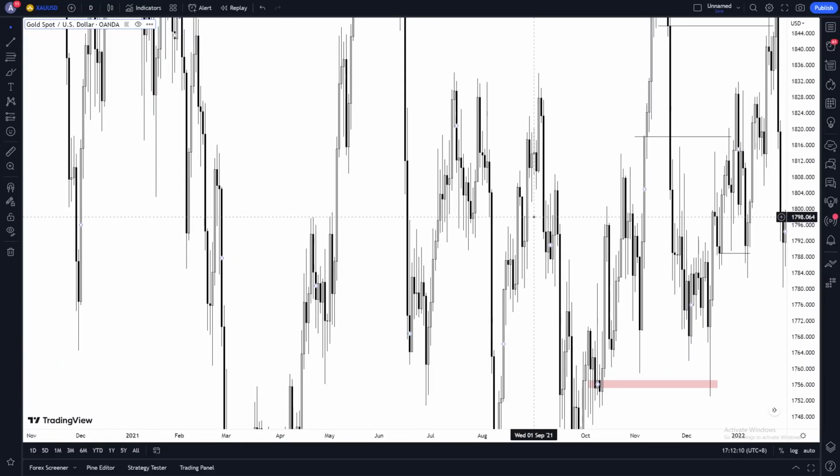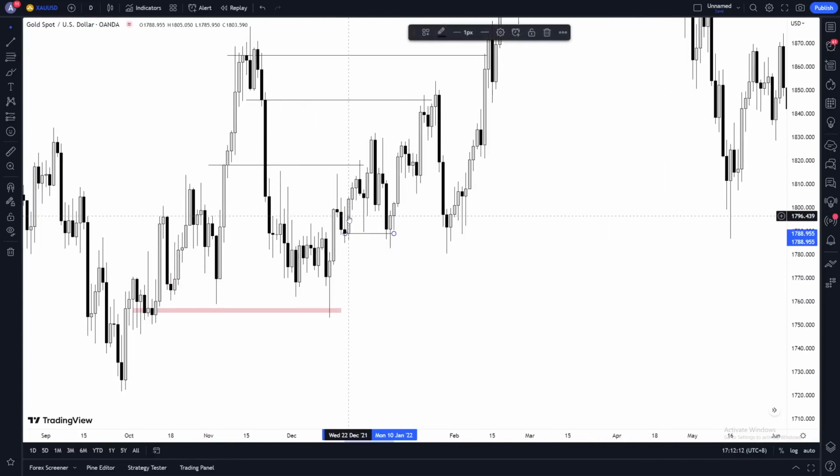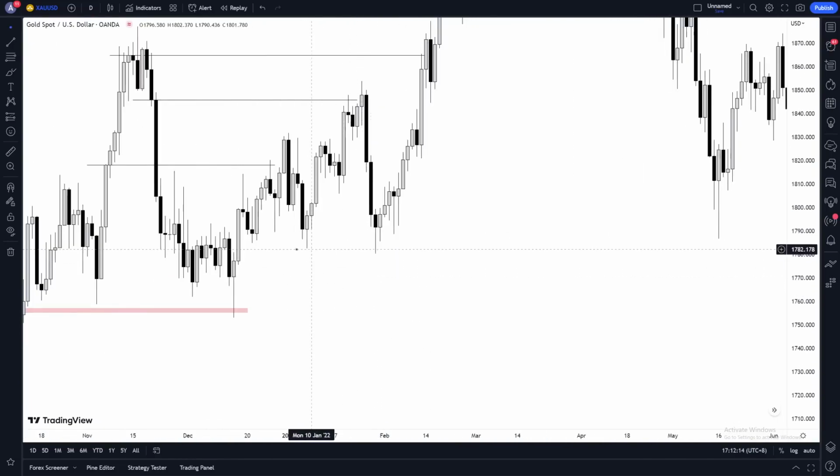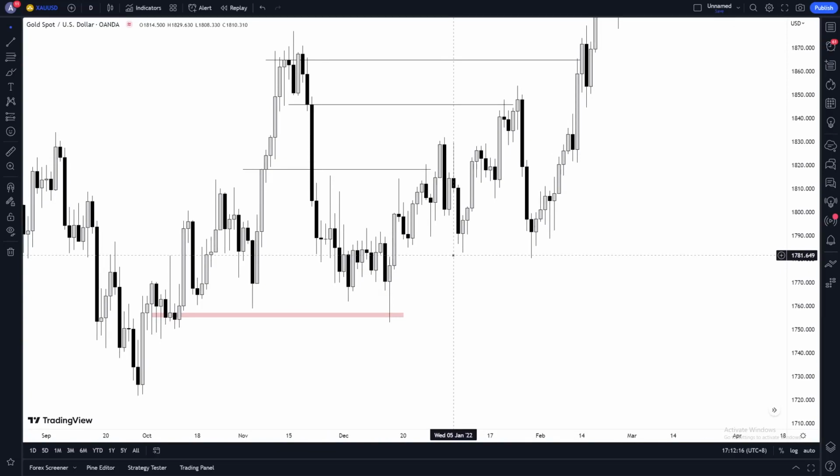Now, how do we enter this? We know we have weekly bullish, so how do we make use of these trades? Very simple. We just play from daily. So what are the obvious dailies that we can see? We have one here, one here, one here, one here.